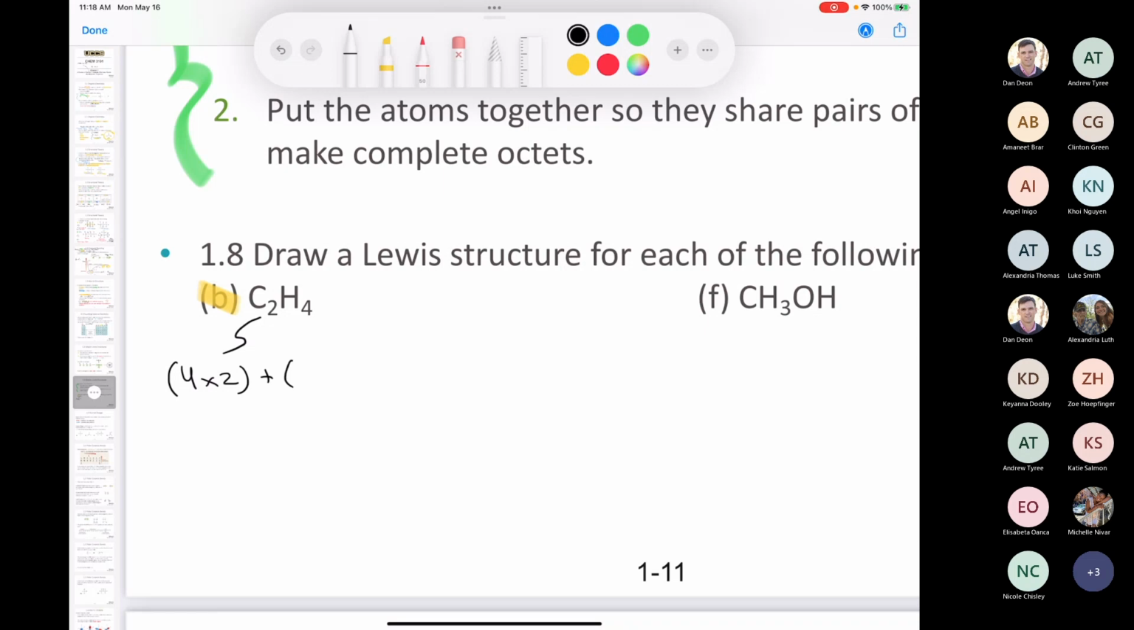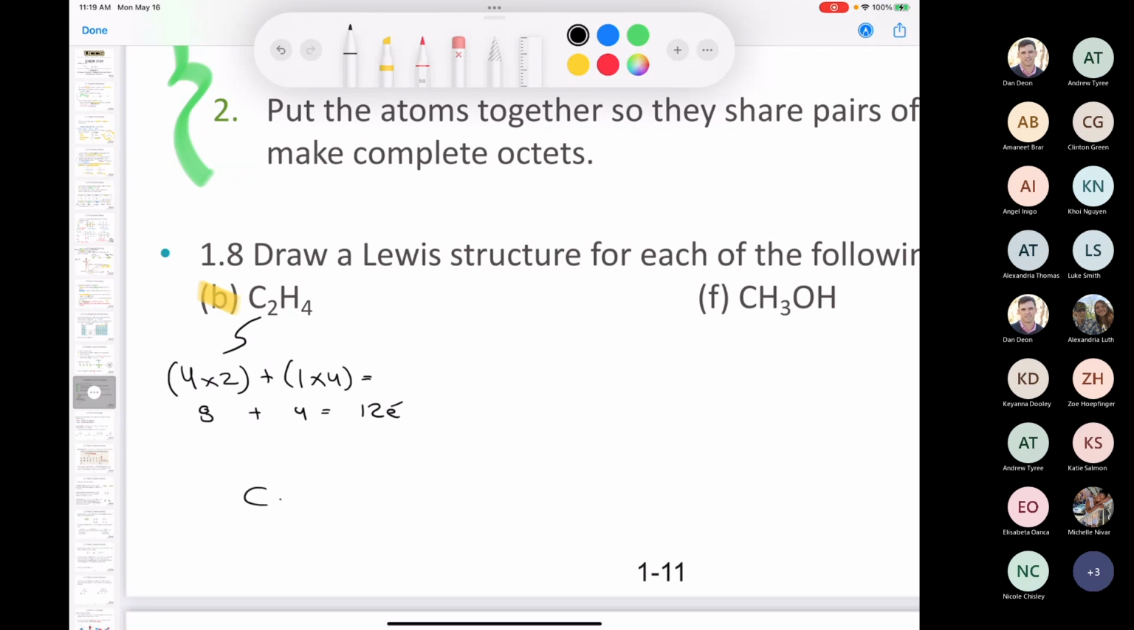How many valence electrons are there in a hydrogen? There's only 1. So we have 1 times 4. So 4 times 2 is 8, and 1 times 4 is 4. 8 plus 4 gives us 12 valence electrons. And so what can we do? Well, we know that hydrogen can only ever form 1 bond, but carbon, however, can form 4 bonds. And so what we'll do is this.